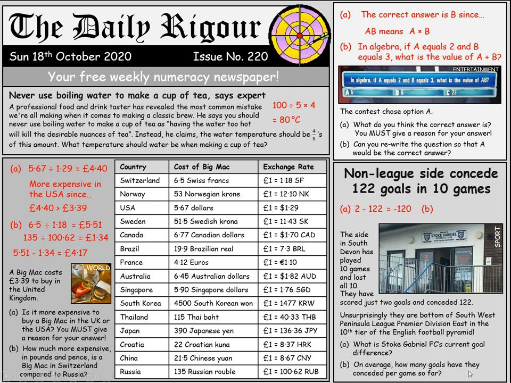So on average, how many goals have they conceded per game so far? So based on the information we have, by average, we can only really calculate the mean, where we get the total and we divide by the number of numbers. So in this case, we're going to get the total goals that they've conceded, which is 122, and divide by the number of games, which is 10. So we move everything down one place value. So the 100 would become 10, the two tens would become 2 units, and the 2 units would become 2 tenths. So on average, they've conceded 12.2 goals per game, which is an awful lot, isn't it?